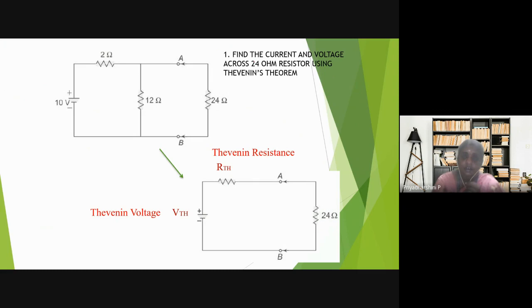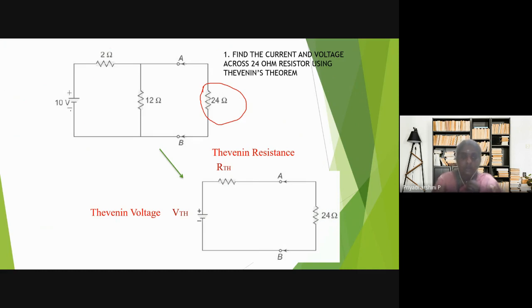Find the current and voltage across the 24 ohm resistor using Thevenin's theorem. The terminals are A and B. So we are going to find out the voltage as well as the current across the 24 ohm resistor.